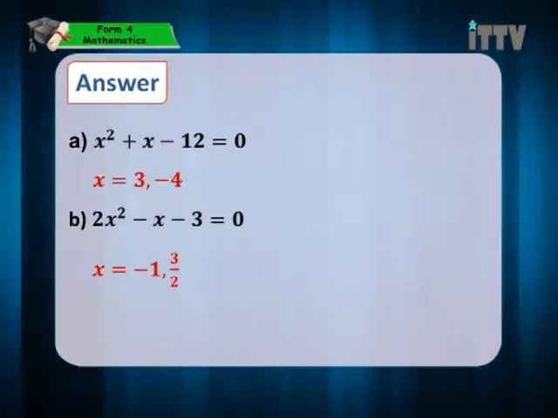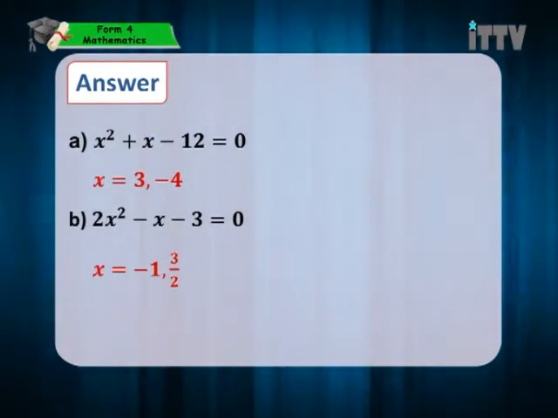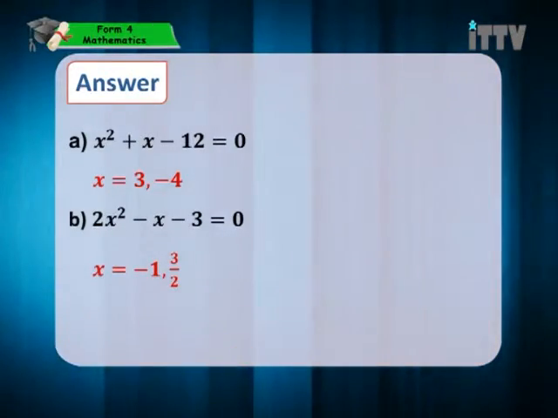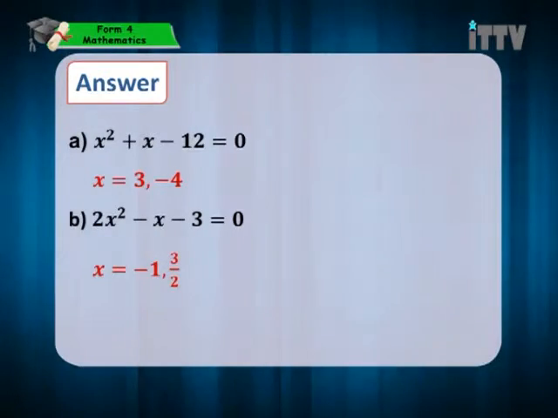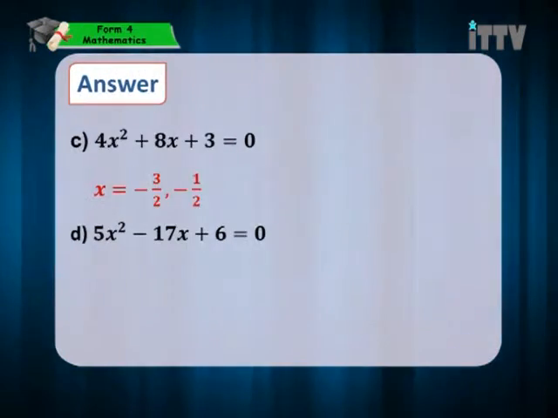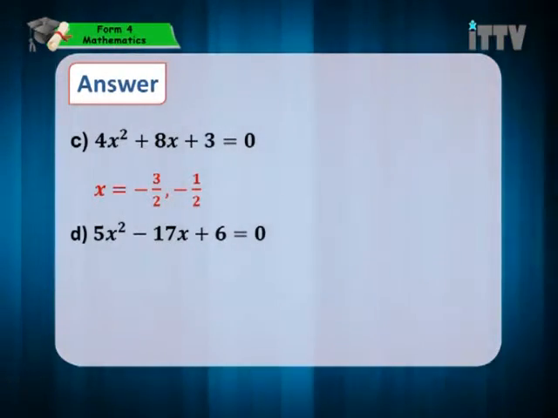Alright, for B, the equation 2x squared minus x minus 3 equals 0, when you use the trial and error method, you should get the roots -1 and 3/2. Alright, for C, 4x squared plus 8x plus 3 equals 0.